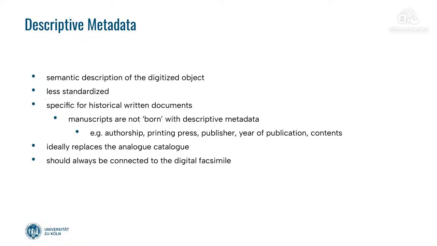This is all information that is usually added afterwards when the cataloging took place, or the owner of the book made some inventory and described what they had in their library. Ideally, the descriptive metadata replaces the analog catalog and maybe also extends the digital catalog. And very important, it should always be connected to the digital facsimile of the object if there is a digital facsimile.